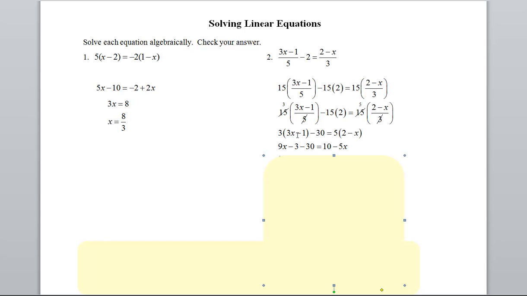Anytime you use the distributive property, and if you can combine like terms, you need to do so because it shortens the problem. Like before, I'm going to move the x's to the left, my numbers to the right. So if I add 5x, I'm going to have 14x. And if I add 33 to this side, I'm going to have 43. So 14x equals 43. And now I'm going to divide by 14. So x equals 43 over 14.